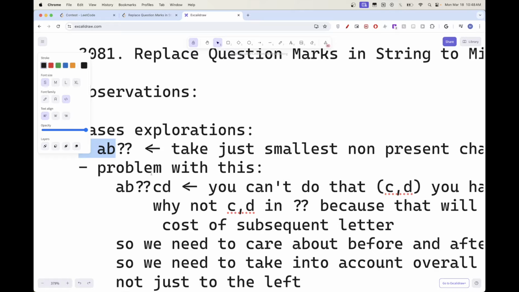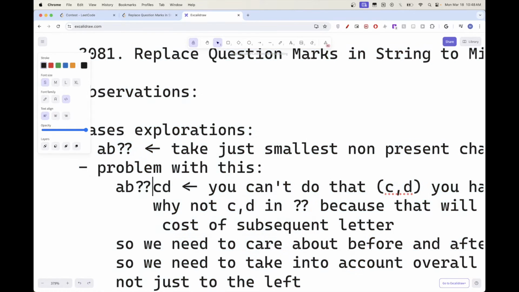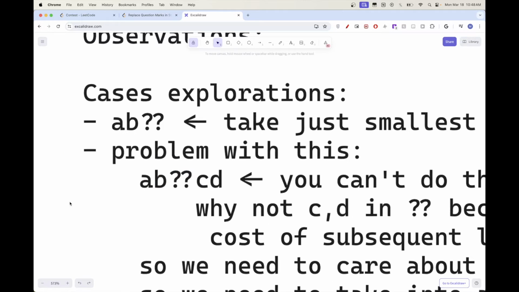But there are problems here, because if we have another example, as I said, the question mark can be anywhere. So if you have A, B, C, and then C, D, like in this case, what's the problem here?